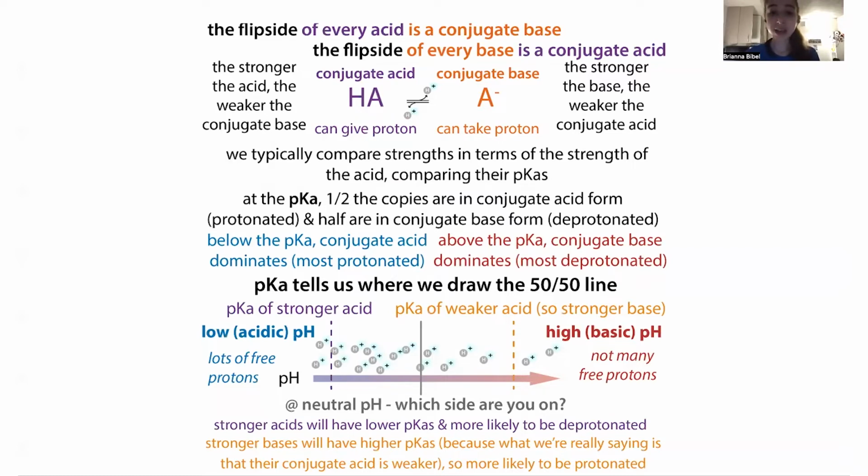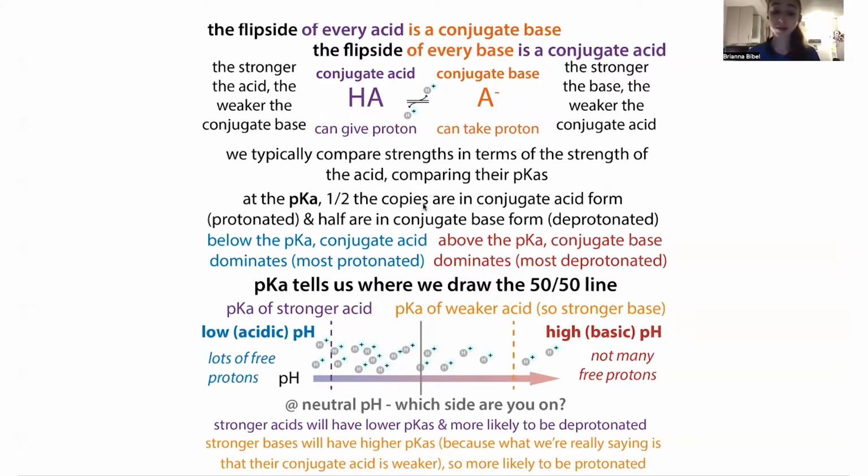So basically, the pKa is the pH at which half of the molecules are going to be in the conjugate acid form, so half are protonated, and half are going to be in the conjugate base form and deprotonated. So the pKa is the measure of the pH at which this halfway point is. It tells us where we draw this 50-50 line between having a 50-50 mix of the conjugate acid and the conjugate base.